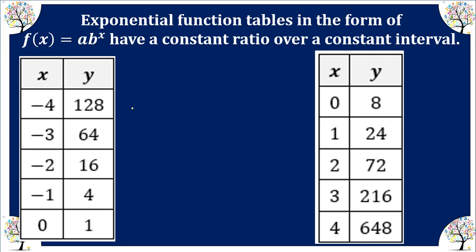Now let's find out if it is exponential. We are going to compare 64 to 128. So I take my value and put it over the previous value and I continue down. And I'm going to simplify each of these. And I can see that I have a constant ratio. I am multiplying 128 times 1/4 to get 64. 64 times 1/4 is 16, and so forth.